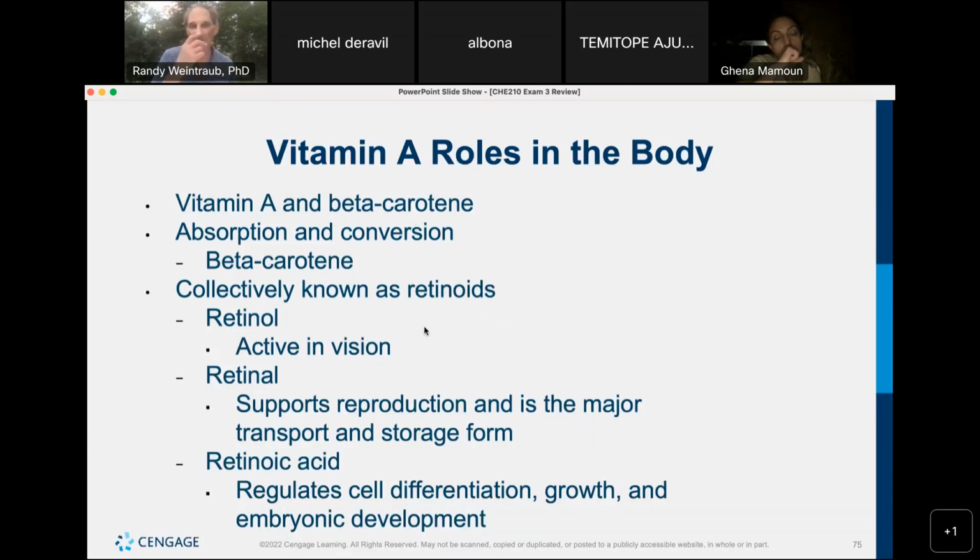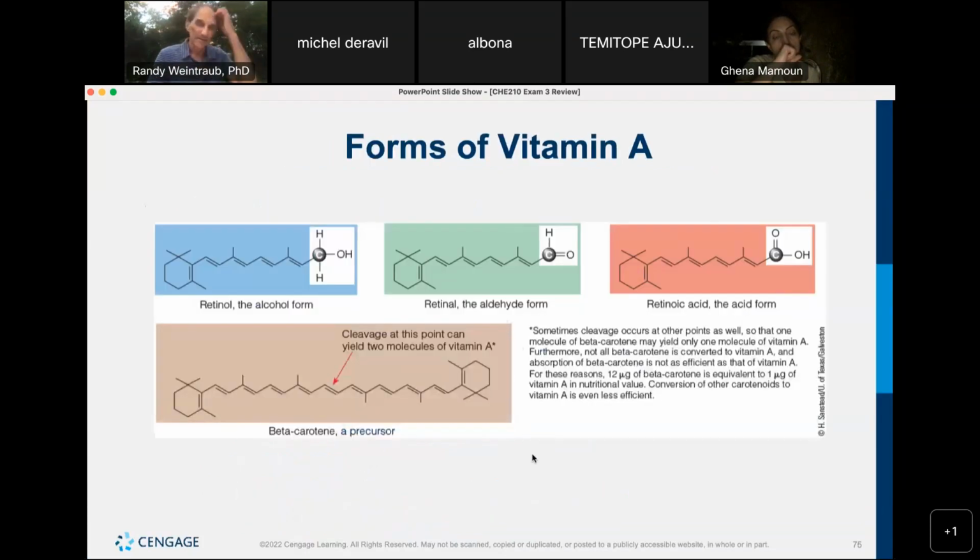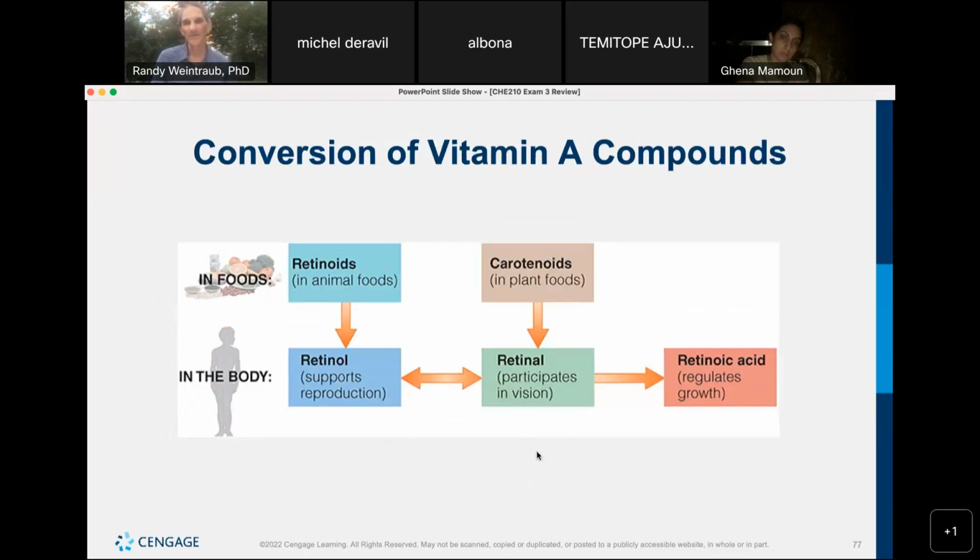Vitamin A has a few main roles in vision, in reproduction, and in rapid growth, things like skin. And I mentioned beta carotene. Here's just the structure of beta carotene. It splits to give 2 equivalents of the 3 types of vitamin A. Each of these have slightly different roles of the 3 main roles shown here for vitamin A, supporting reproduction with retinol, vision with retinal, and regulating growth with retinoic acid.